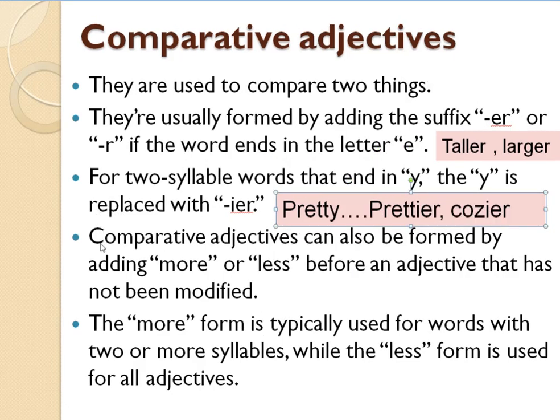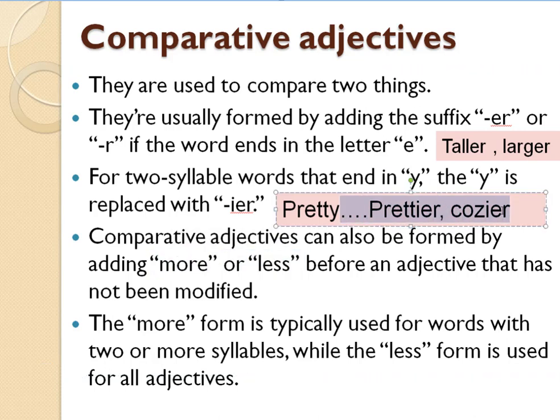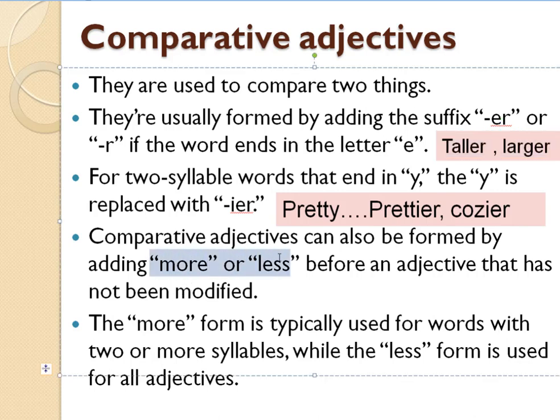Comparative adjectives can also be formed by adding more or less before an adjective which has not been modified, like prettier and cozier, taller and larger. So if an adjective has not been modified, then we can use more or less before that adjective. More is used for words with two or more syllables, while less is used for all adjectives.